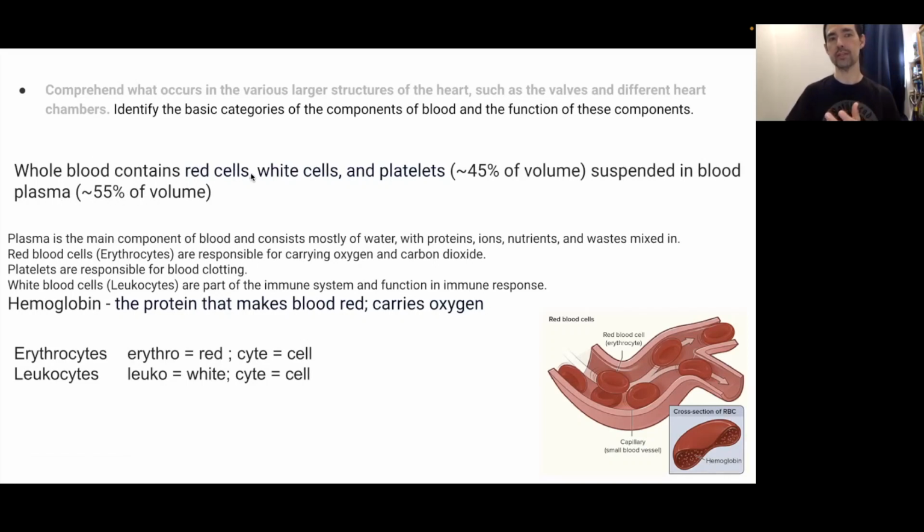Whole blood contains red cells, white cells, platelets, suspended in blood plasma. Plasma is 55% of volume. This sentence here leaves out hemoglobin. So plasma is the main component of the blood, consists mostly of water. There's stuff in the water. It's not just pure water. There's proteins in there. There's gases, ions, nutrients. There's also waste. Nutrients can be things like sugar.